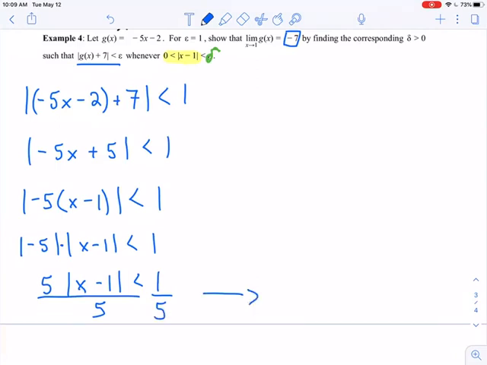So if I go over here to finish my problem, I should end up with the absolute value of x minus 1 is less than my delta, which in this case is 1/5. So I can conclude then that delta is equal to 1/5. So there is my solution to this example.